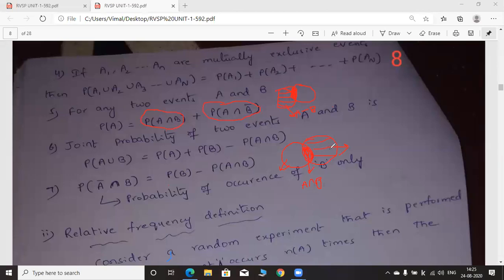This portion we may call as A bar intersection B, or we may call it as B minus A. So this shaded area can be called as A bar intersection B, or we may call it as B minus A. That means from B we are subtracting the portion of A. The portion of A is included in this common portion, that's why we are subtracting.